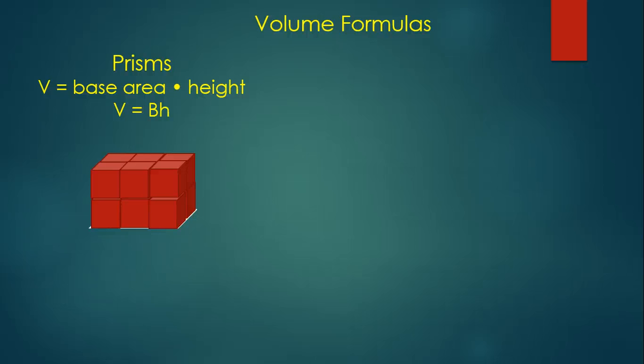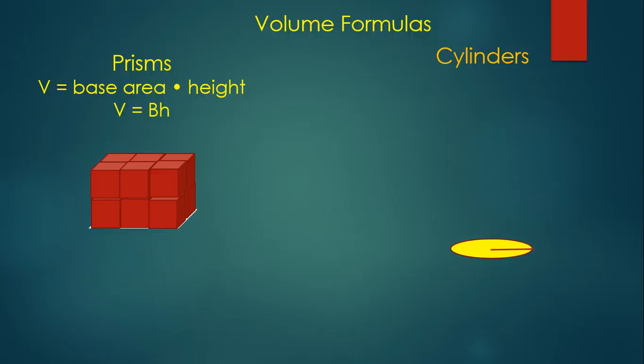Now that same idea can be applied to cylinders. If we think about the base of a cylinder, and we're going to confine ourselves to just talking about circular cylinders, so we have a base that's a circle, we could certainly find the area of that base. We know how to do that. The area of a circle is pi r squared.